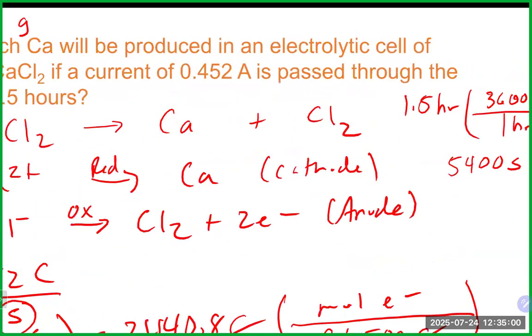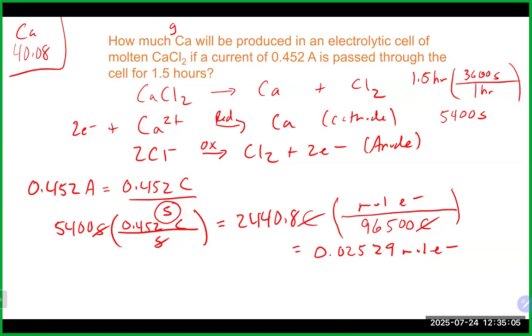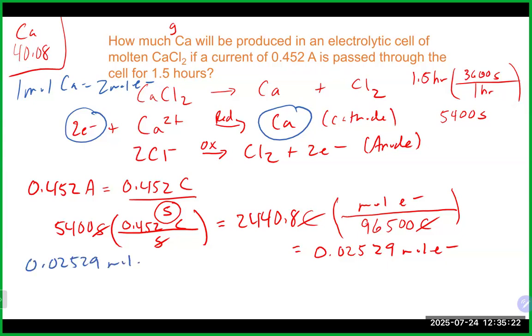In this particular case, we are interested in the calcium. So that is where our half reaction comes into place. And in this case, we can see it is a 2-to-1 relationship. So for every 1 mole of calcium, we get 2 moles of electrons. So we're going to use that as a conversion factor: 0.02529 moles of electrons, and again, 2 moles of electrons to 1 mole of calcium.